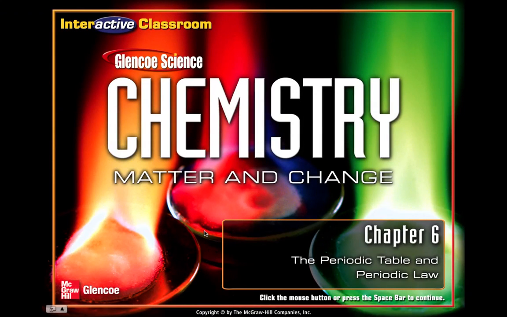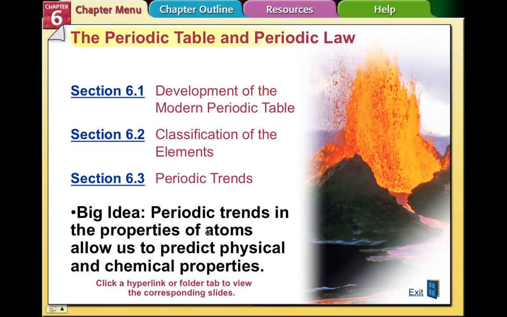Okay, moving into chapter 6, the periodic table and periodic law. You can see that there are 3 sections. Section 1, development of the modern periodic table. Section 2, classification of the elements. And Section 3, periodic trends.